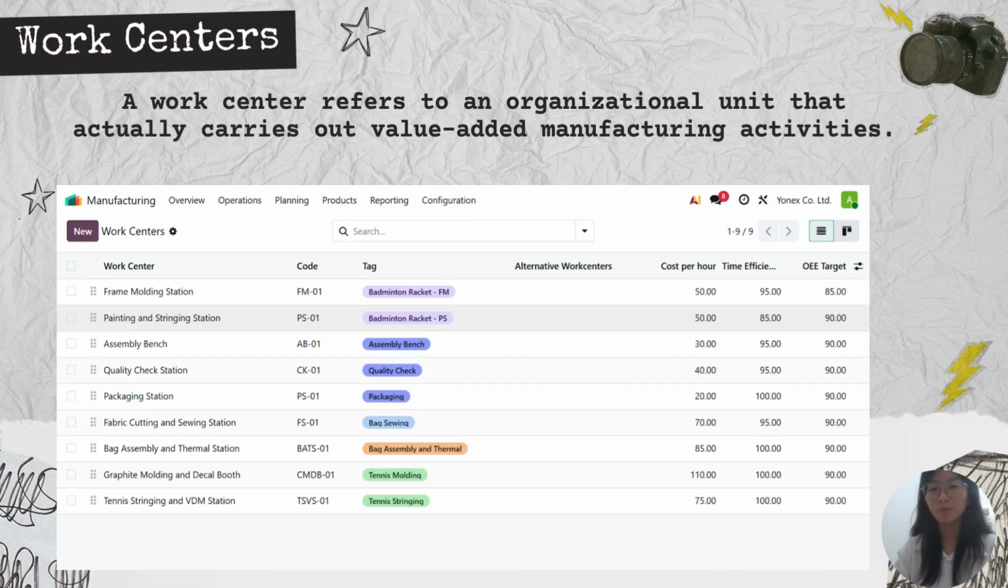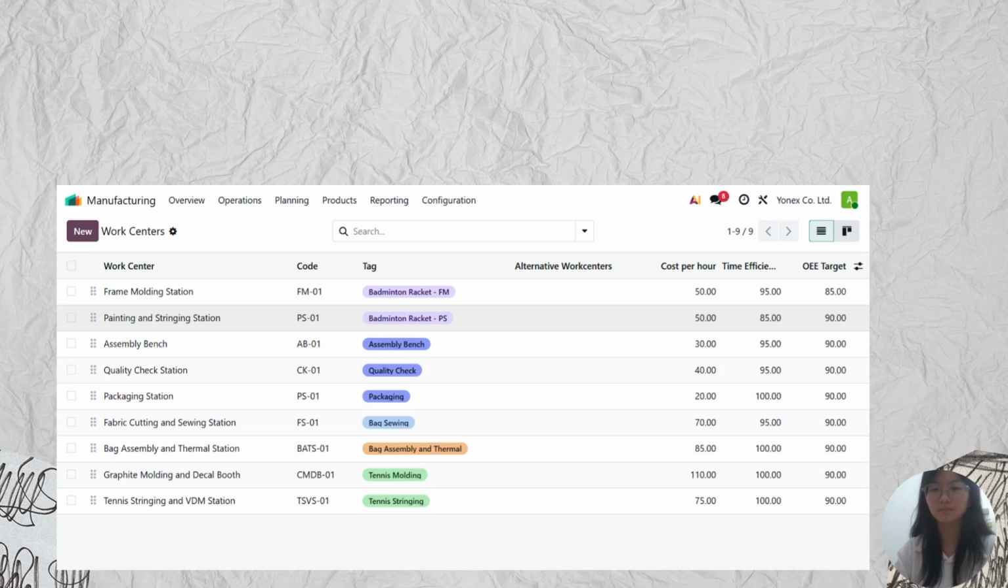After creating the BOM, we come to the work centers. A work center refers to an organizational entity that actually carries out the value-add manufacturing activities. It specifies the production resources, process capabilities, and the cost accounting standards. The screenshot shows all work centers that have been defined in this project. This covers all steps from raw material processing through the packaging of the finished 5 products.